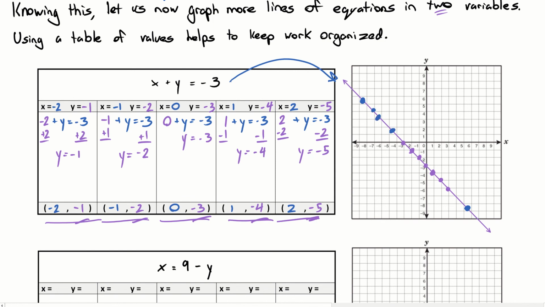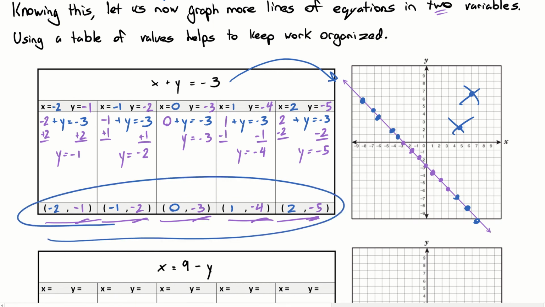This is a solution. This is a solution. This one is. This one is. But this one's not. And this one's not. But this one is. So as you can see, every single point that's on the line is an actual solution. And we just had to calculate a few points to get that line. We did 5. All right, let's do the next one.